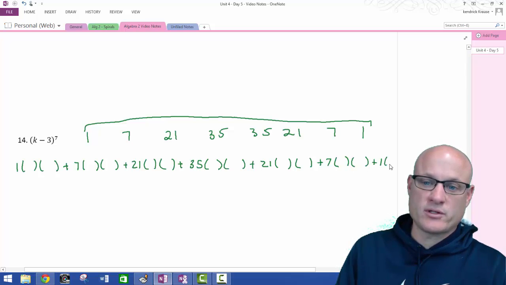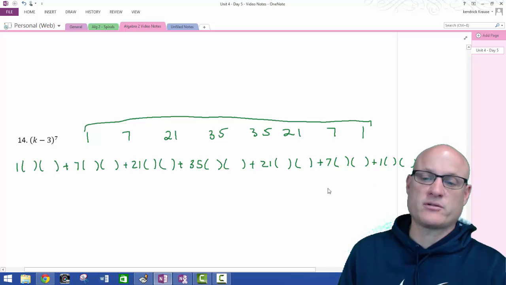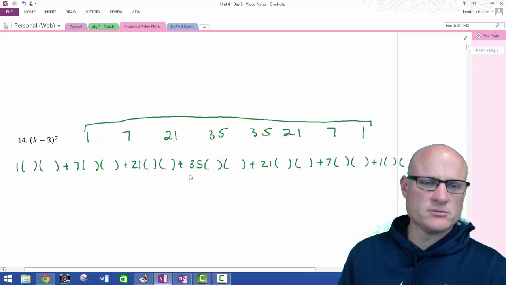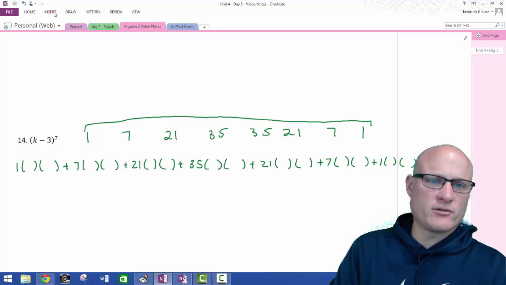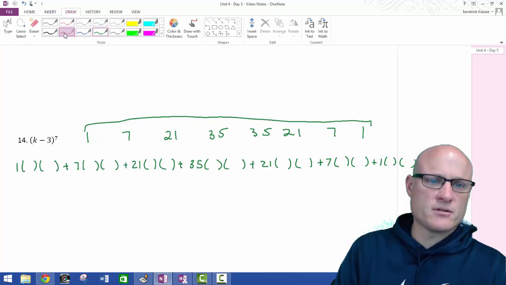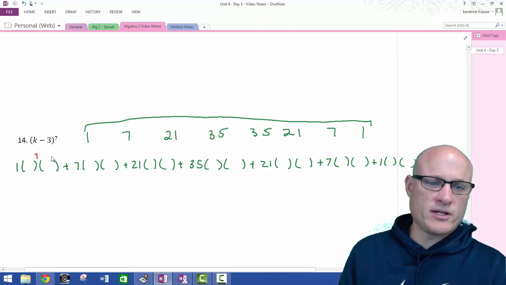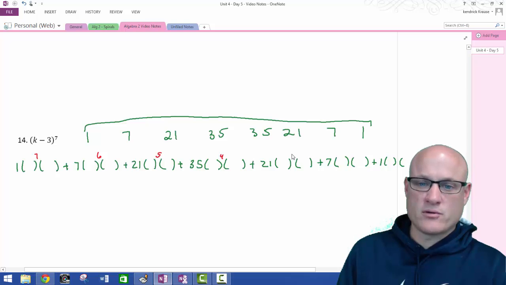Plus 1, parenthesis, parenthesis, parenthesis, parenthesis. Oh, it's going to let me right over there. Did I get them all? I think I did. Let me change colors. It's kind of annoying to look at. So the exponents are going to be 7, 6, 5, 4, 3, 2.